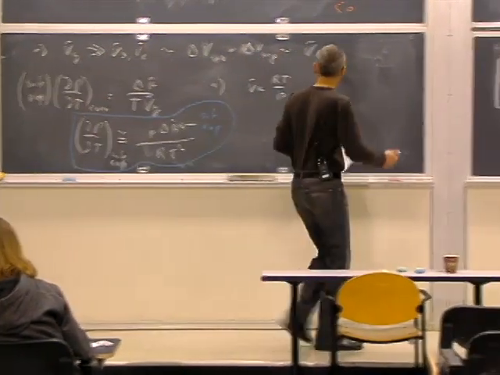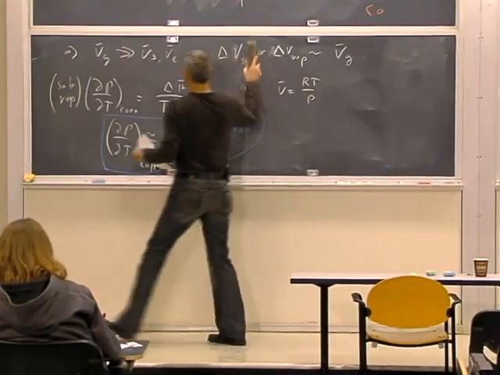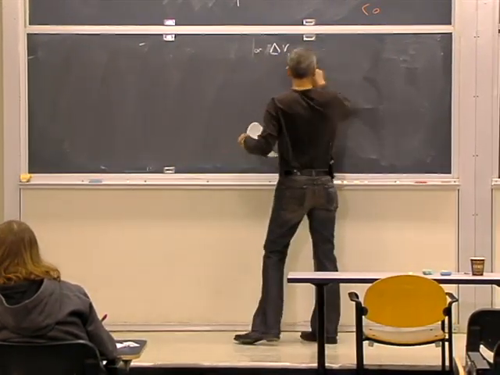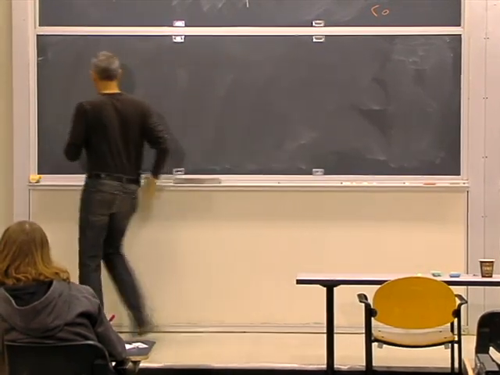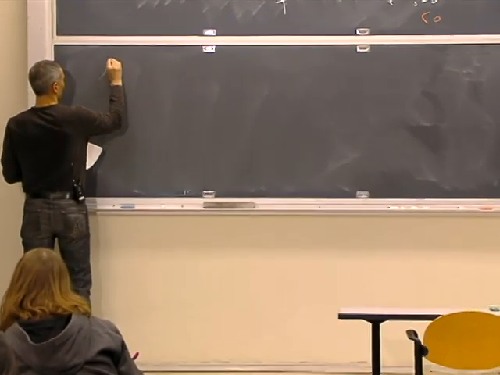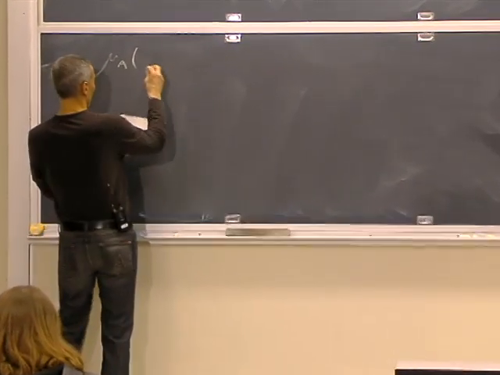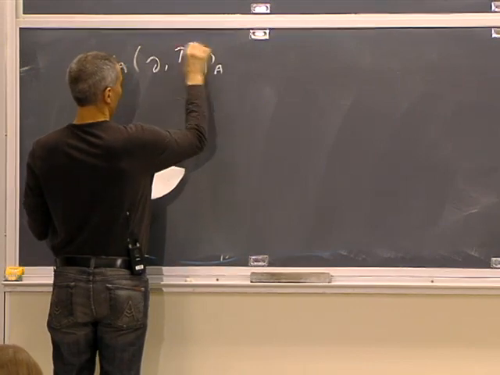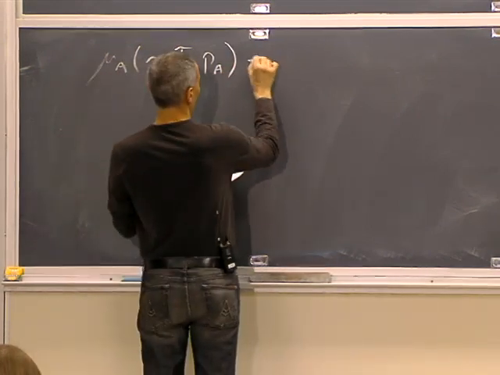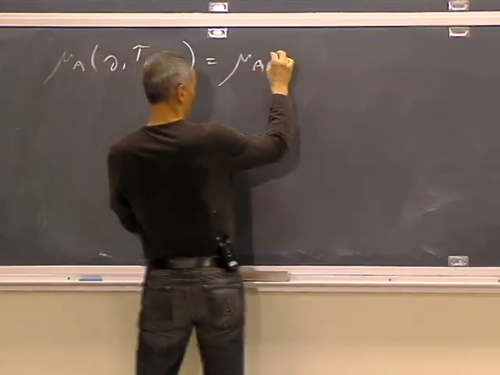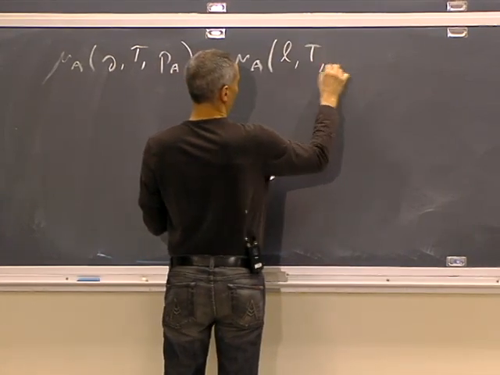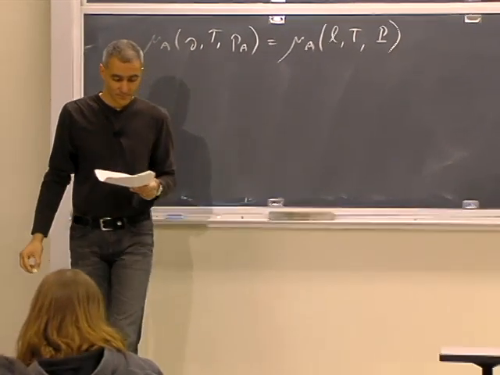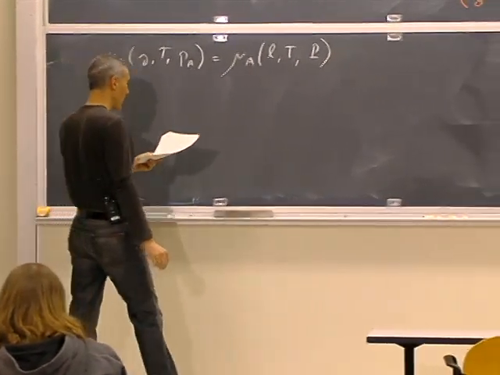All right, so let's start by writing the chemical potentials being equal to each other, because we know that's true. So mu A in the gas phase, at temperature T and with a partial pressure P sub A, is equal to mu A in the liquid phase, where the pressure on the liquid is capital P. What else do we know? Well, what else are we going to need?